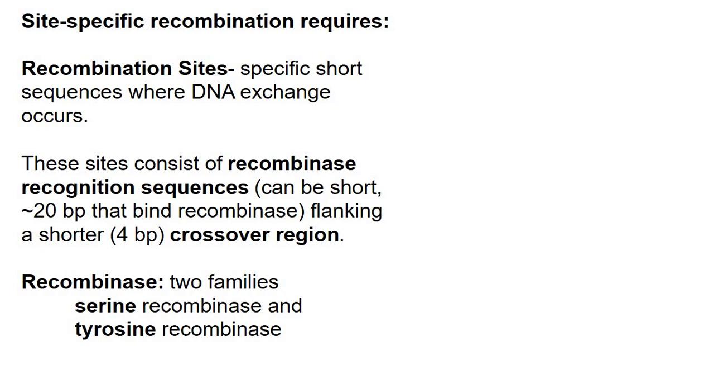Site-specific recombination requires recombination sites, as I mentioned. These recombination sites are specific short sequences where DNA exchange occurs. They consist of a recombinase recognition sequence, which is usually short, around 13 to 20 base pairs, and that's where the recombinase binds. These sites are present on both sides, and they flank a shorter crossover region. This crossover region can be 4 to 8 base pairs, sometimes a little longer, but usually smaller than the recombinase recognition sequences.